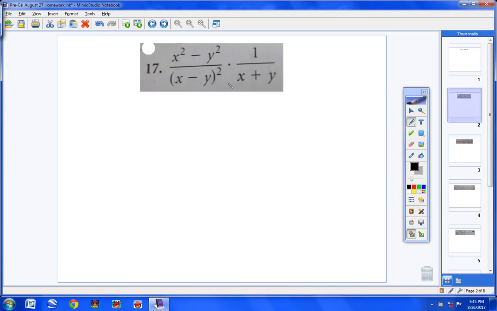Okay, so let's go ahead and get started. Open your books if you need to. We're starting off with number 17. We're going to multiply these two expressions together. Are you ready? Here we go.